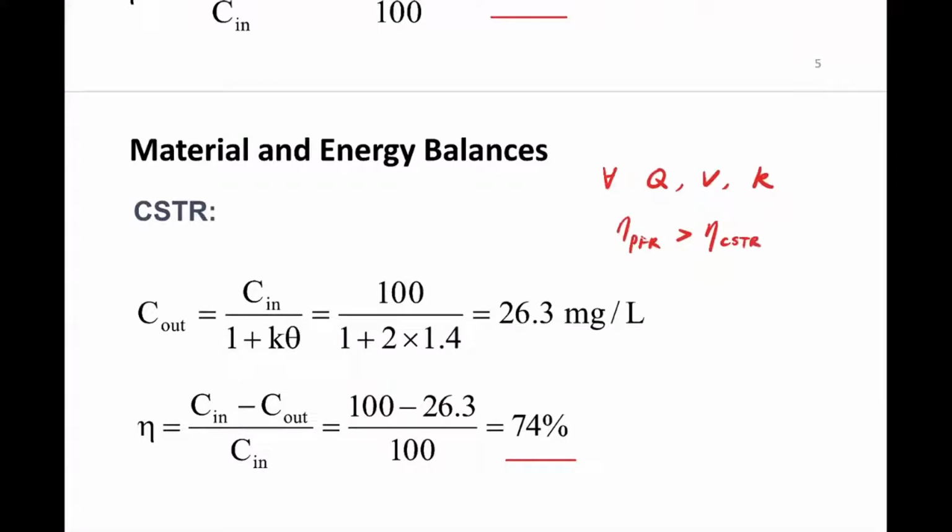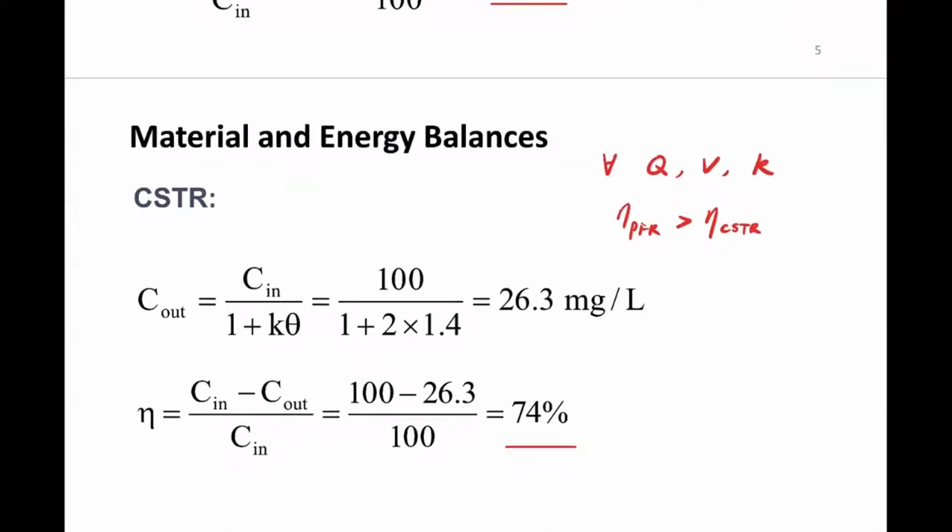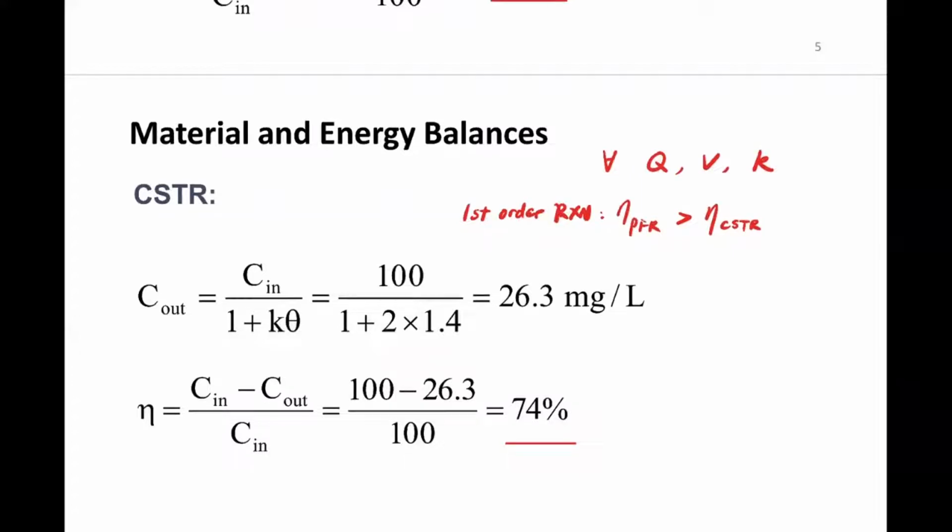Okay, so there's a reason behind this. But we should also mention that this is specific to first order reactions. For first order reactions, we always have the efficiency of the PFR higher than the CSTR.